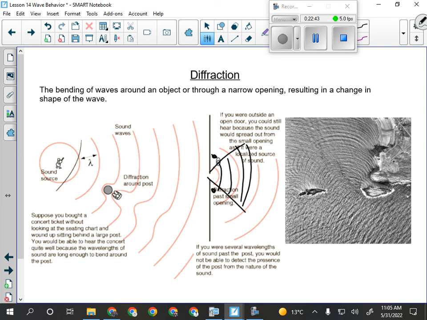Light waves are not only extraordinarily fast, they're also extraordinarily short. And so, for a very long time, scientists said light cannot be a wave because light doesn't diffract. And people are like, well, why can't it be a wave? And they would say, look down.